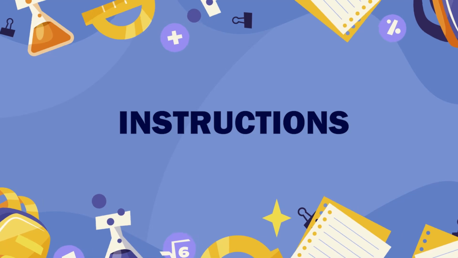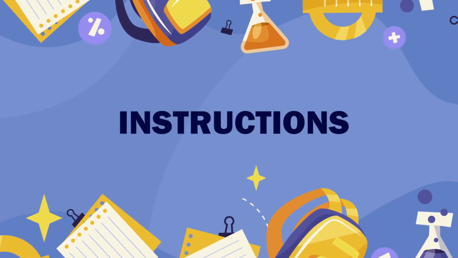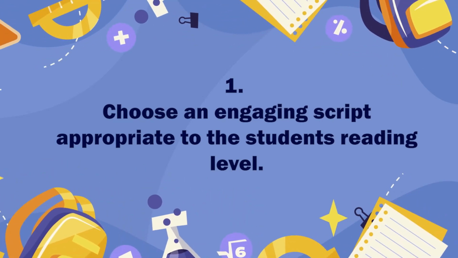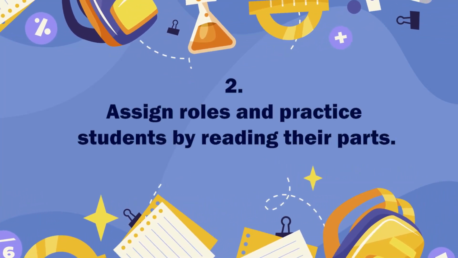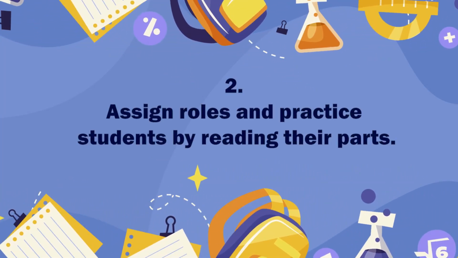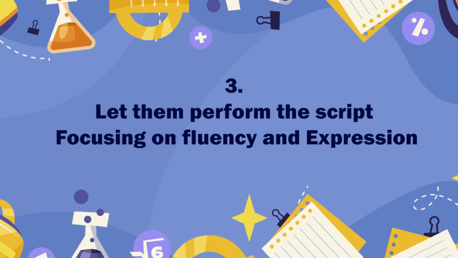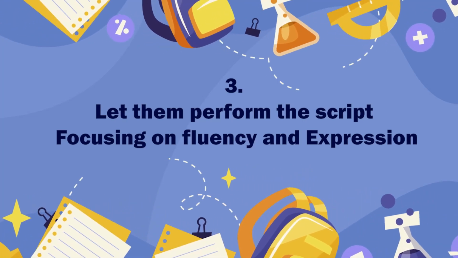And let's now move on to the instructions for activity number 3. Number 1, choose an engaging script appropriate for the student's reading level. Number 2, assign roles and have students practice reading their parts. The next one, perform the script, focusing on fluency and expression.